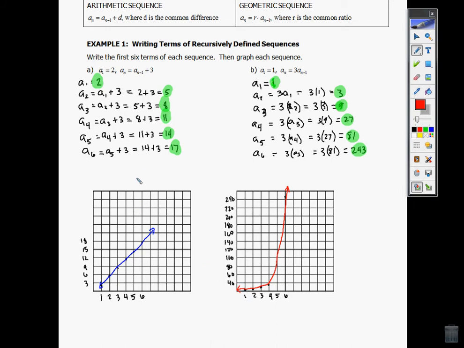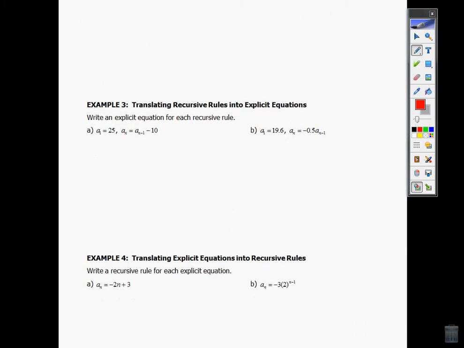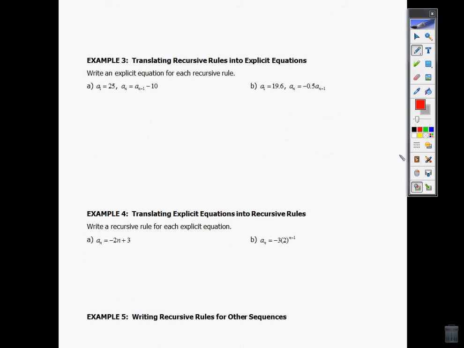So again, we see an arithmetic sequence creating a linear curve, regardless of the fact that we're defining it recursively, and a geometric sequence creating an exponential curve, regardless of the fact that we are defining it recursively. Okay. Now what we're going to be doing is actually going between explicit equation to recursive and recursive equation to explicit. So here it might get a little bit jumbled, a little bit more confusing.